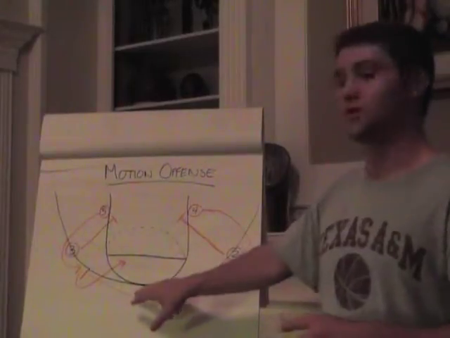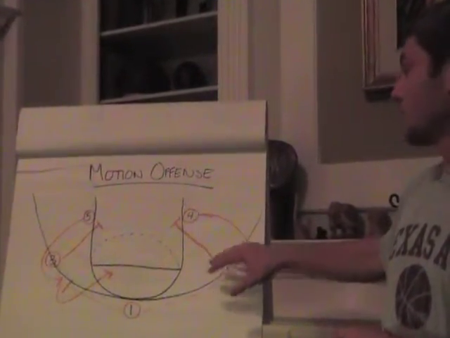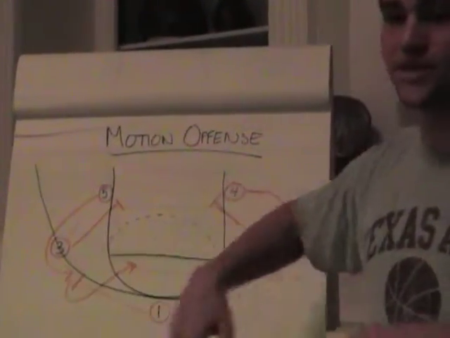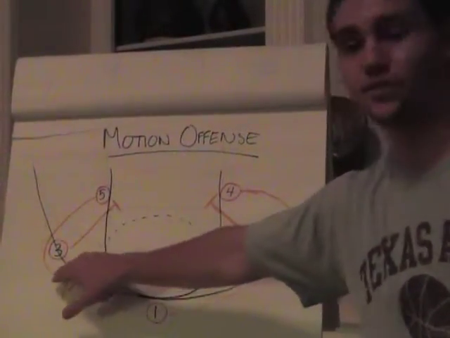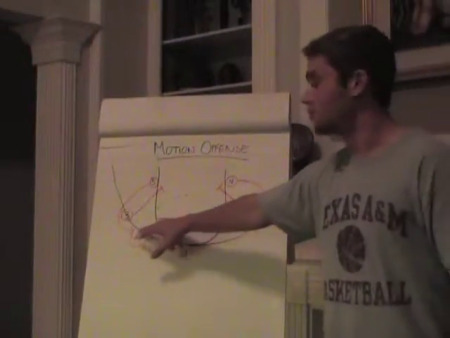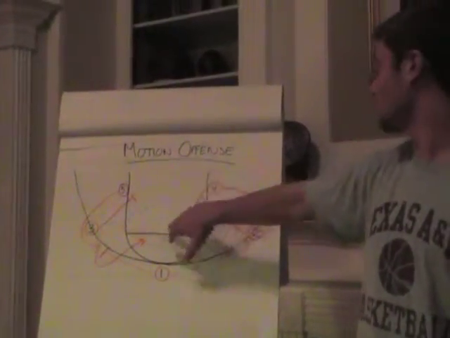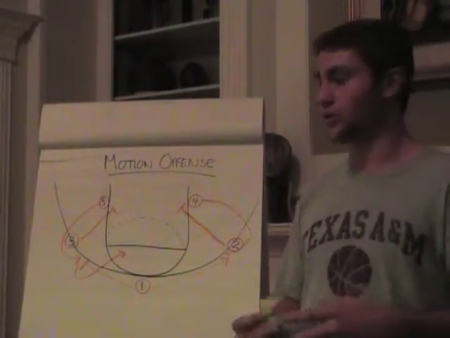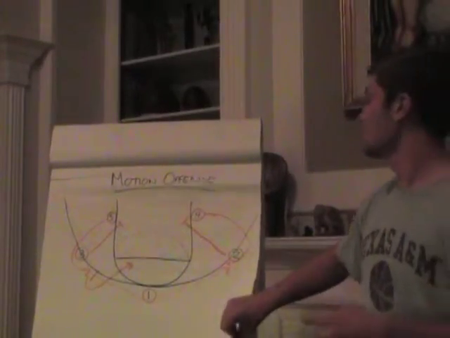Once this happens, the number 1 player will then pass to the number 4 player. This player then has the ball, and as number 1 passes it, he goes and sets a screen away from the ball. The 5 player who's coming across to replace the number 3 player will then use that screen and cut to the basket and look for an easy pass from the number 4 player. So those are the offenses that we will learn, and now that we know how to score some points, let's learn how to get some stops.